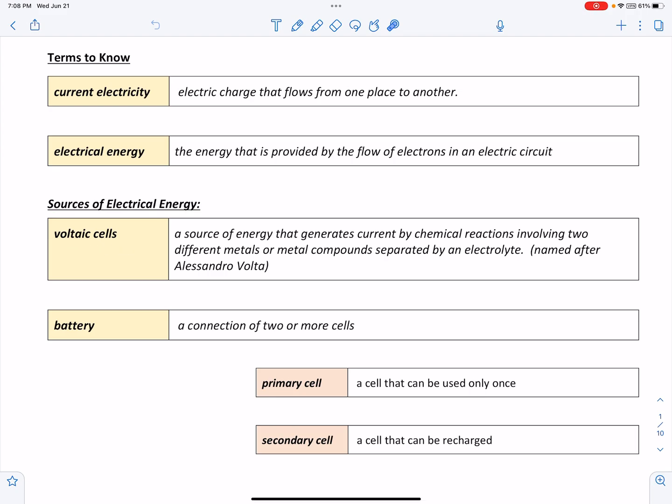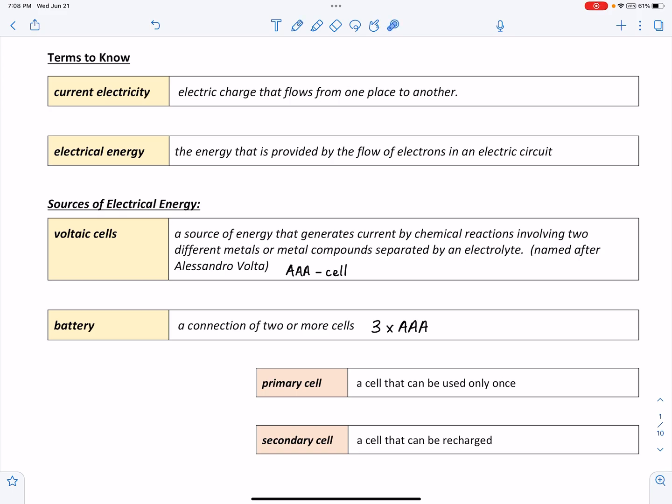These are a source of energy that generate current by chemical reactions involving different metals or metal compounds separated by electrolytes. A D-cell battery or a AAA battery is a cell. When we connect more than one cell together, we create what is called a battery. 3 AAA cells connected together, we call this a battery.